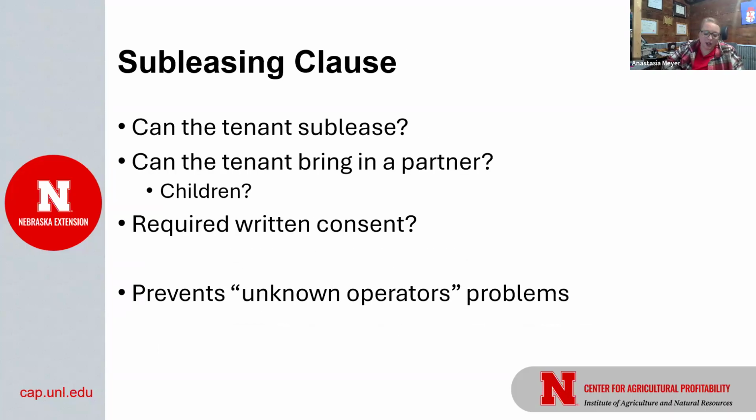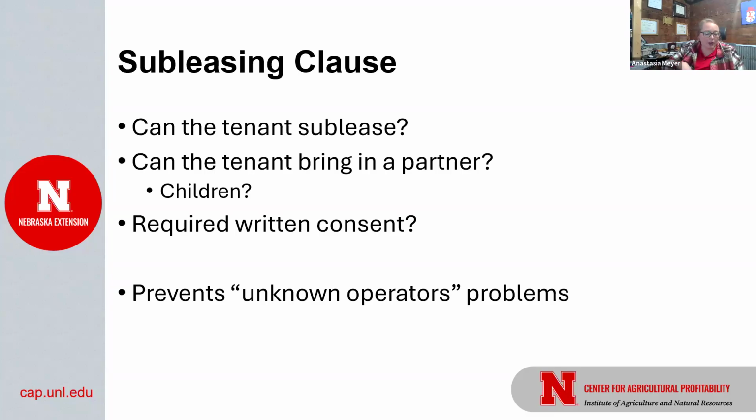Then let's also talk about subleasing clause. Can your tenant sublease? So this is when they can rent out the ground to somebody else, whether it's hunting rights, fishing rights, farming the ground, whatever the case might be. Do you want the tenant to have the ability to sublease, whether it's corn stalks, hunting, and what do you want them to sublease? How many limitations do you want to give them or not?